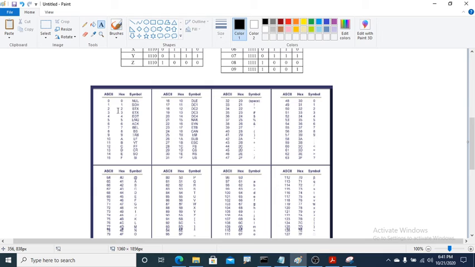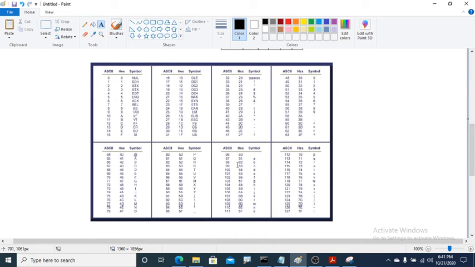ASCII symbols. These are ASCII symbols, the different symbols used in our computer. Like A, B, C, D have their ASCII numbers, 97, 98. Some other characters are there, like ampersand, brackets, spaces. Greater than, less than have their own ASCII characters. This also you have to remember. This is the ASCII chart for each and every character in the digital computer.